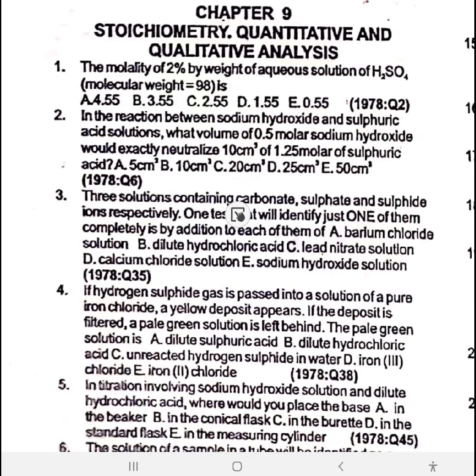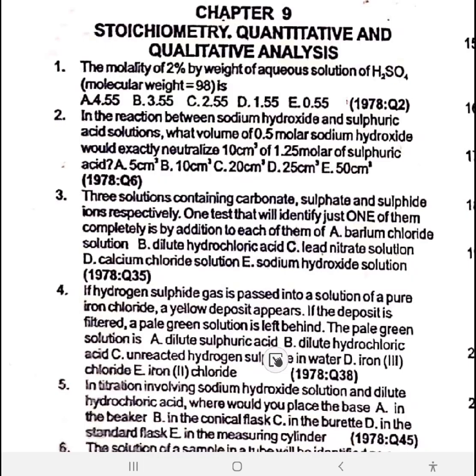So three solutions. One contains carbonate, another one contains sulfate, another one contains sulfide ion. So when you add HCl to the sulfide, you get hydrogen sulfide. Next, number 4: if hydrogen sulfide gas, remember we said just now that it smells like a rotten egg, is passed into a solution of pure iron chloride, a yellow deposit appears. If the deposit is filtered, a pale green solution is left behind.